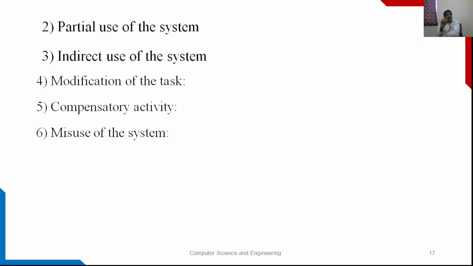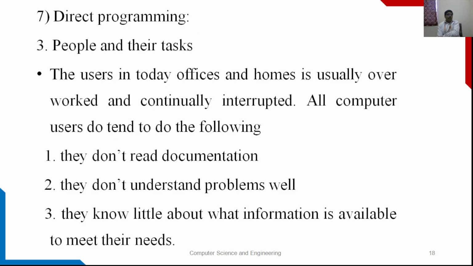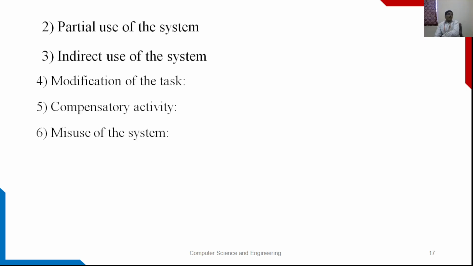Next is the indirect use of the system, where an intermediary is placed between the user and the computer. Fourth is modification of the task, where the task is changed to match the capabilities of the system. Compensatory activities are additional actions performed to compensate for an inadequate system.